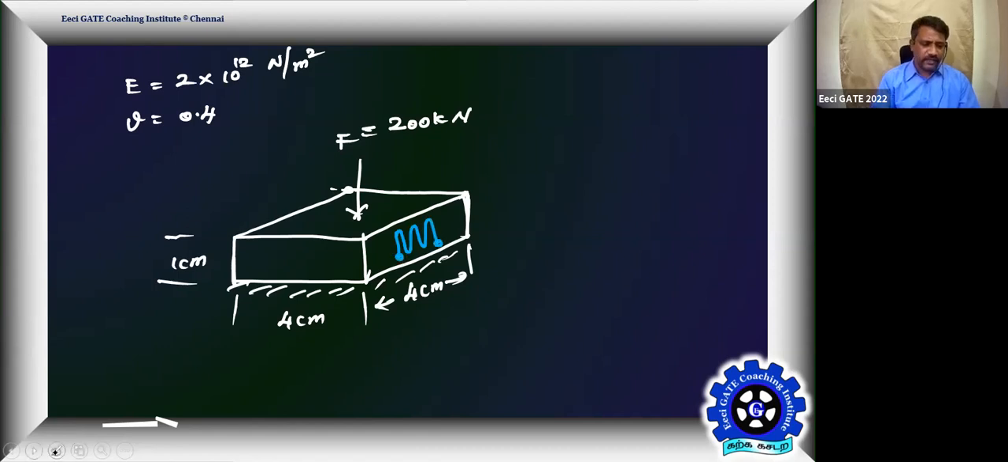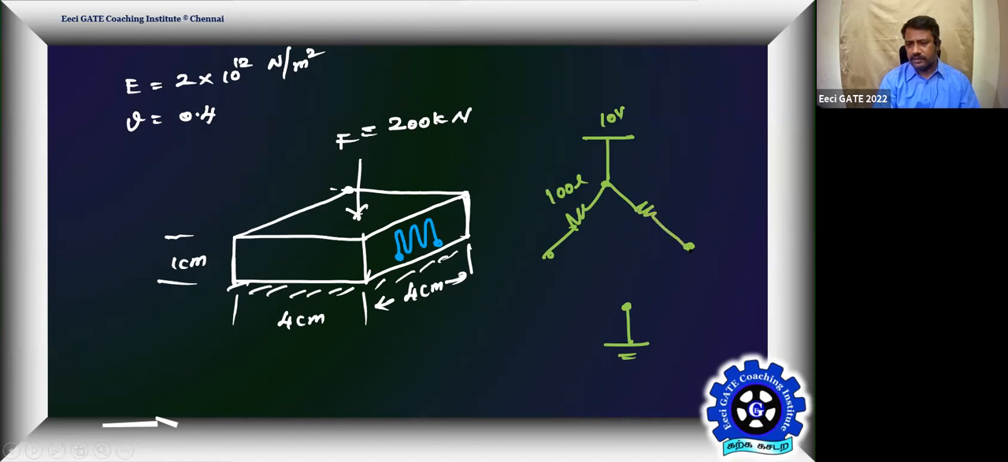Okay, that strain gauge is placed. Then I have the bridge now, excited by a 10-volt supply. It's connected to the ground. Here I have a resistance of 100 ohms. This is 1 kilo ohm, 1000 ohms. This is also 1000 ohms. Fixed resistors. And here I'm going to connect my strain gauge.